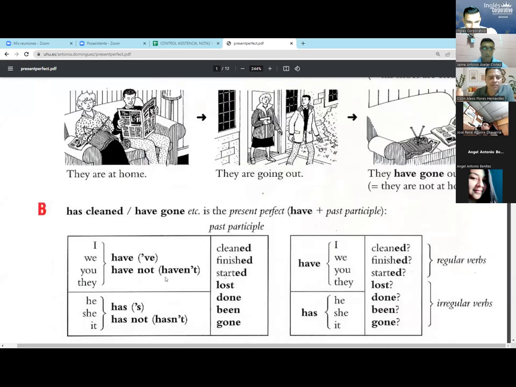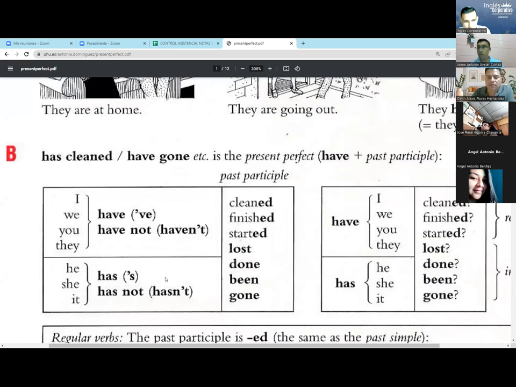So here you have the structure, in case you forgot it, of how we can form the present perfect. In the cases of I, we, you, and they, we use the auxiliary have. The contraction of have is this one. And the contraction of have not is haven't. Then we need to put the verb in past participle. For example, clean, finish, started, lose, lost, done, verb to be, been, go, gone. Those are the past participles.